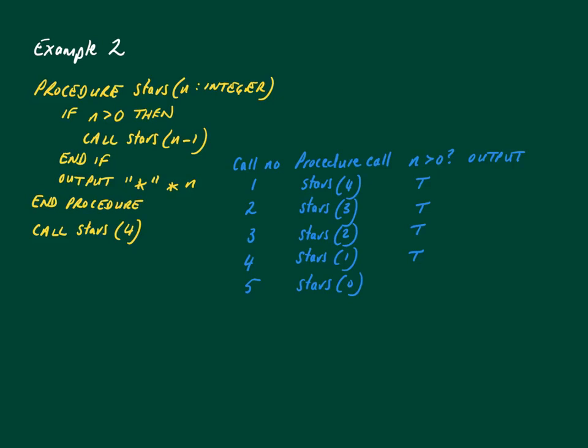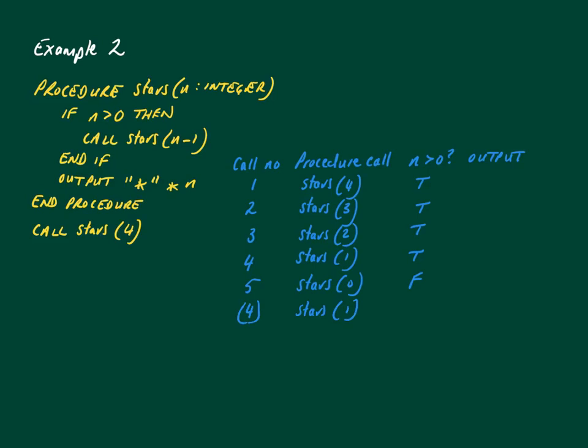At this point, when stars 0 is called, we reach the base case. So the base case is the lowest, or the end function, or the end goal. And so n greater than 0 becomes false. And so what happens is that stars 0 then continues through the code. It outputs star times 0, so output is still nothing. But we end the procedure and we go back to the previous calling code.